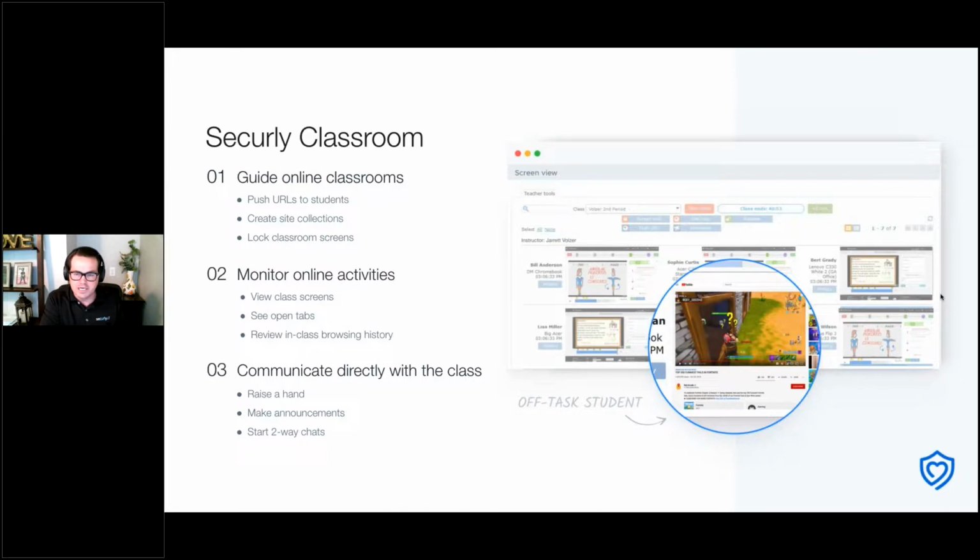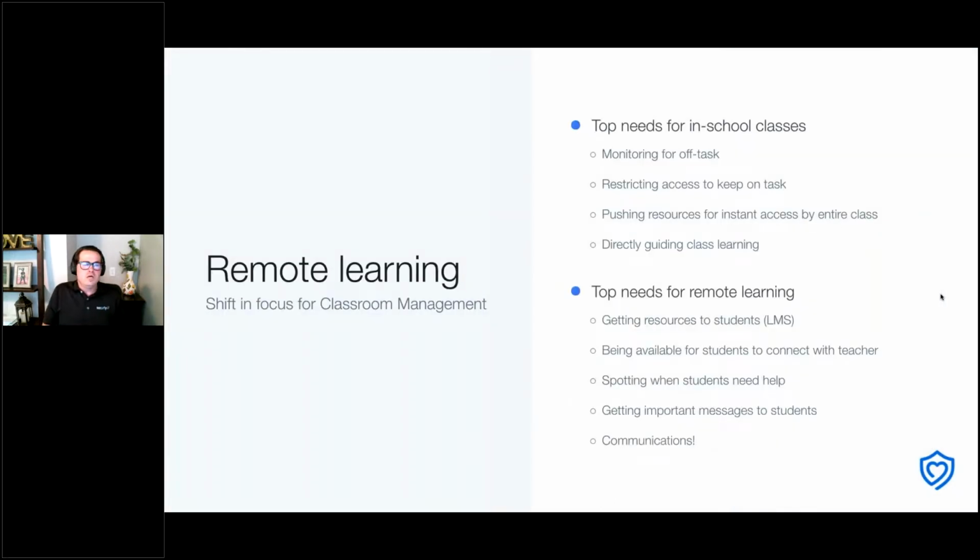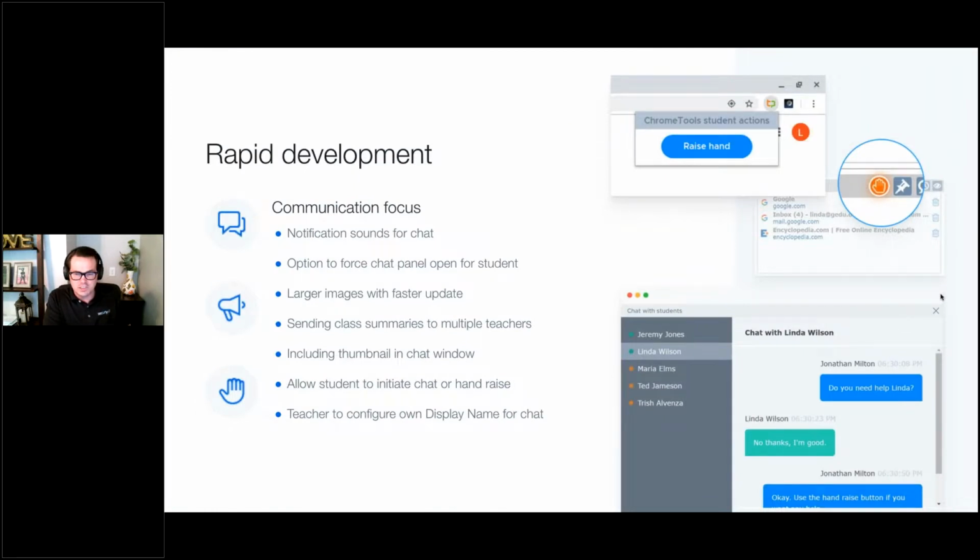And teachers can also make announcements this way. So again, we go into remote learning. We know that there's some needs for classes in schools, like monitoring for kids off task and restricting access, pushing resources and directly guiding what they're learning. We know there's some different needs for remote learning, like making sure they have the resources they need and being available, spotting when students need help, and most importantly, communications. Well, those are all things that are available. So whatever your needs are in class, whatever they are remote, even though they're a little different, they can still be handled by Securely Classroom.